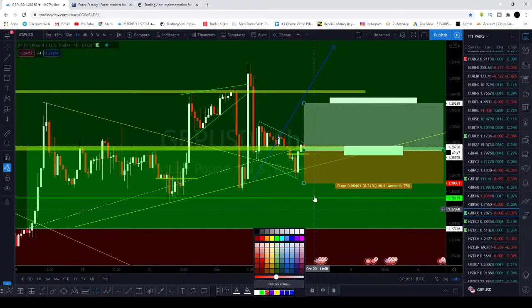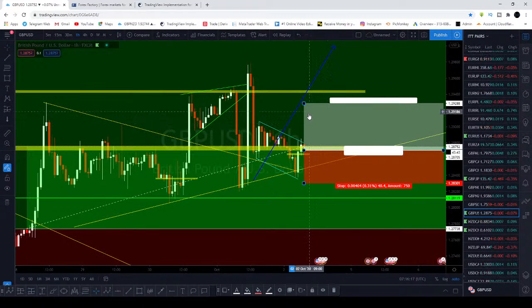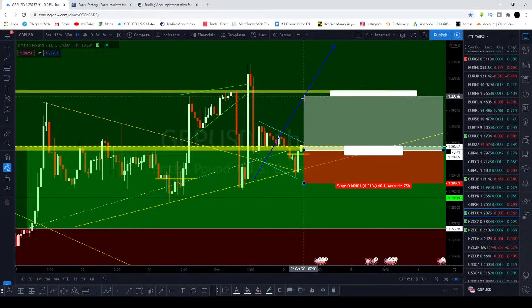So that's where my stop loss is going to be, and take profit. At least you already know that we are going for a 1 to 2 risk to reward ratio, right?